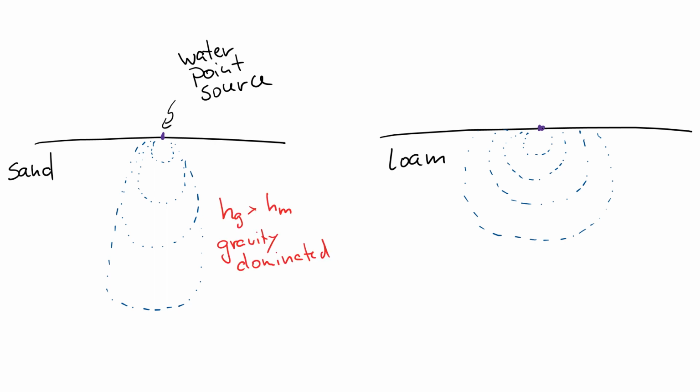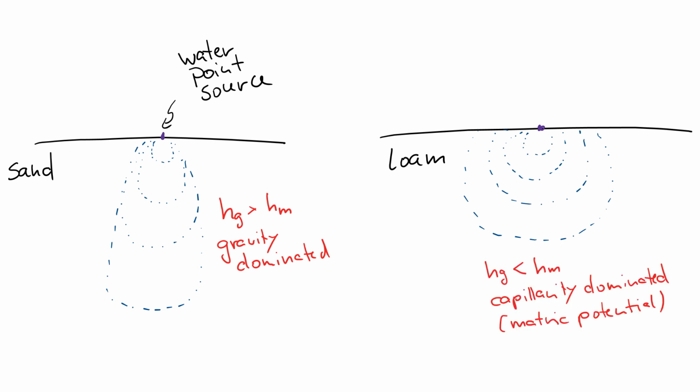And it would, of course, be because in the sand condition, the gravity potential tends to dominate over the matrix potential in importance for that advance of the wetting front. So here we would say it's a gravity dominated process, and in the loam case, the matrix potential would be more important than the gravitational potential, and we get a more uniform distribution of water contents and more uniform advance of the wetting front with time.